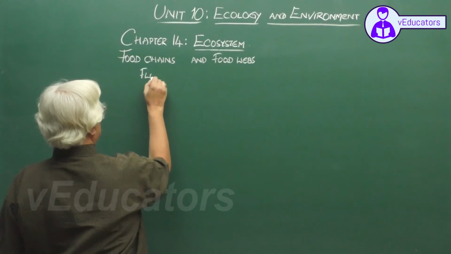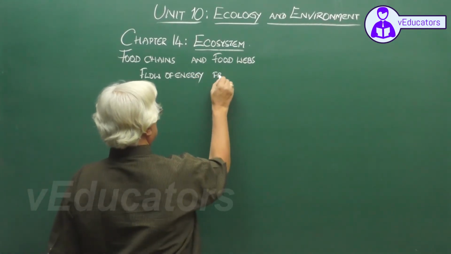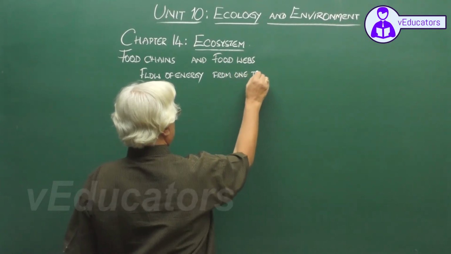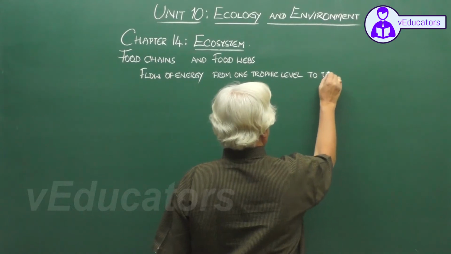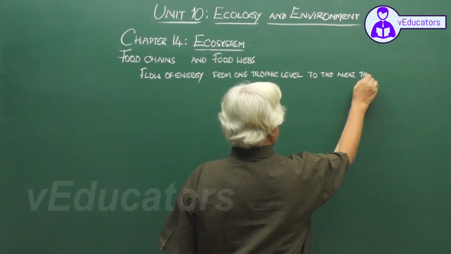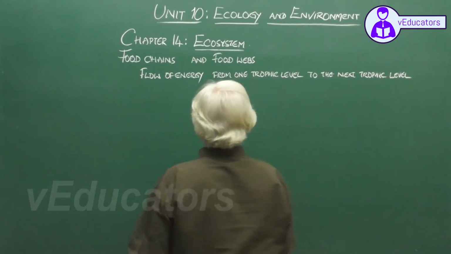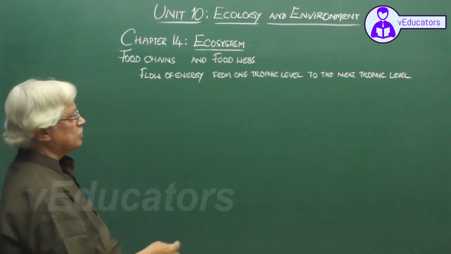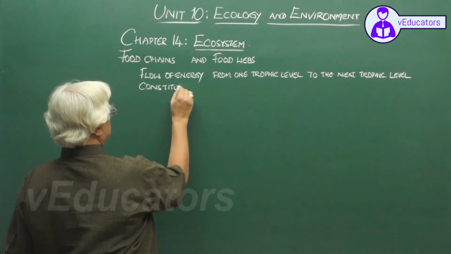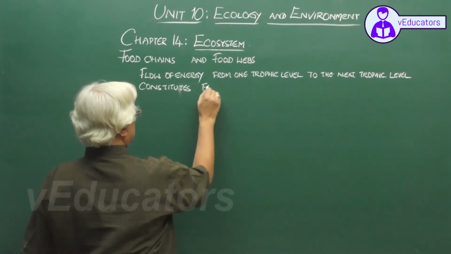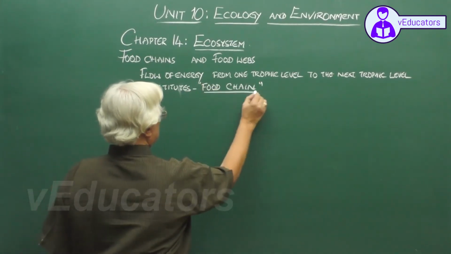Whenever there is flow of energy from one trophic level to the next trophic level, flow of energy from one trophic level to the next trophic level constitutes what is known as a food chain.